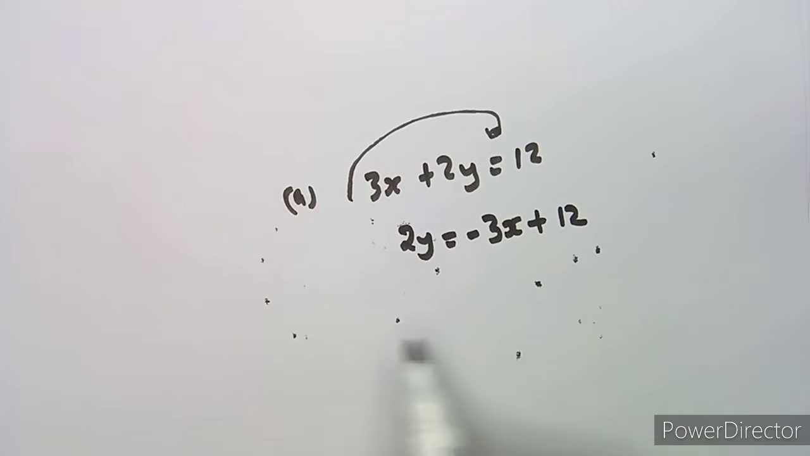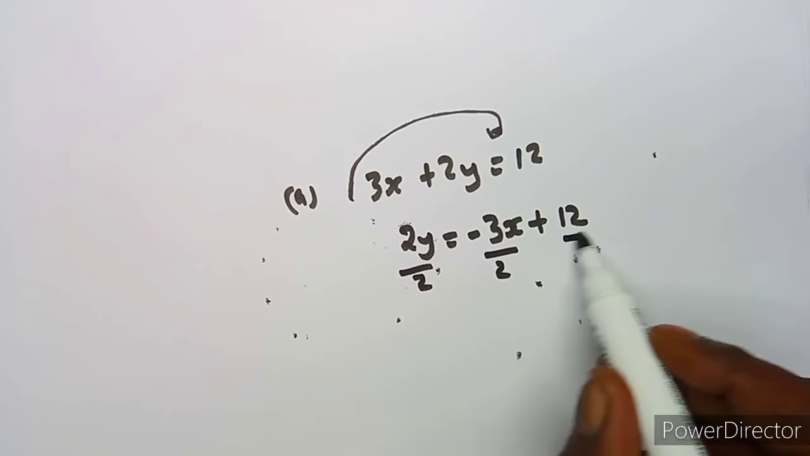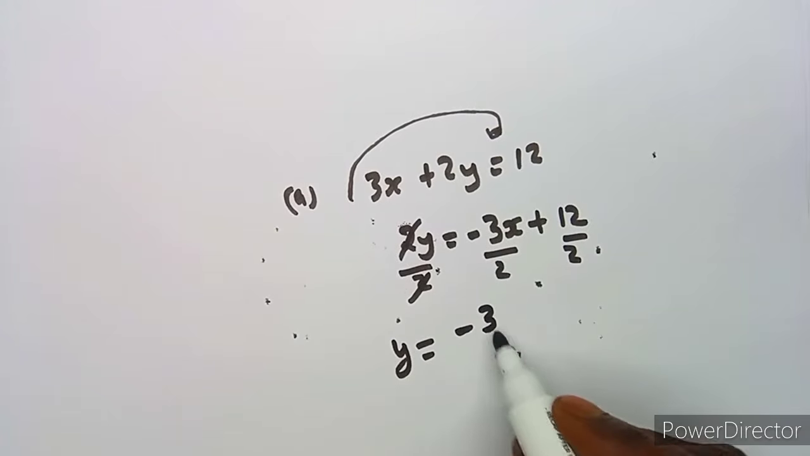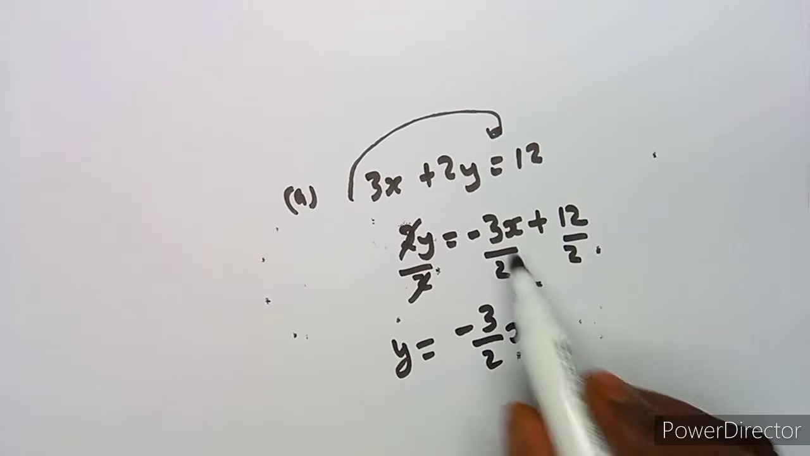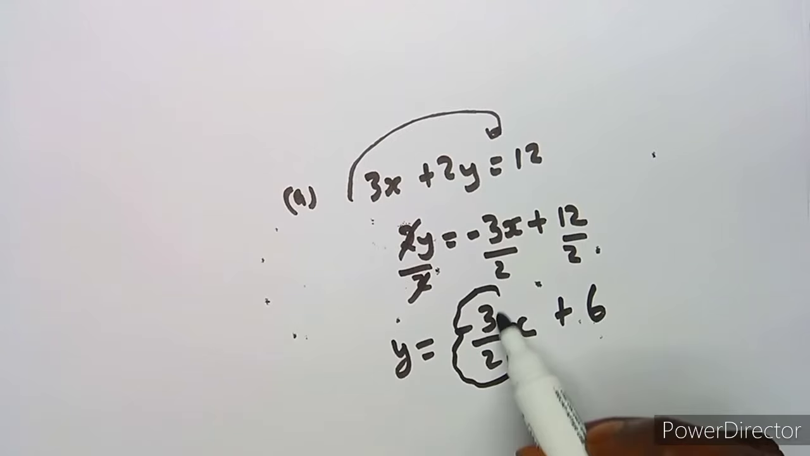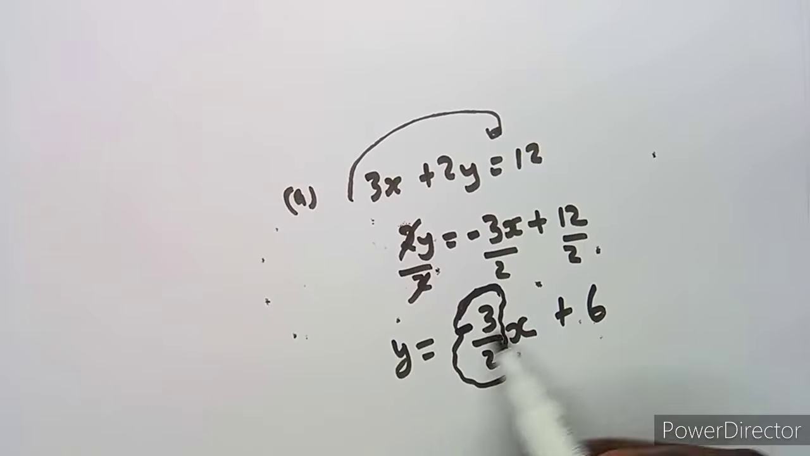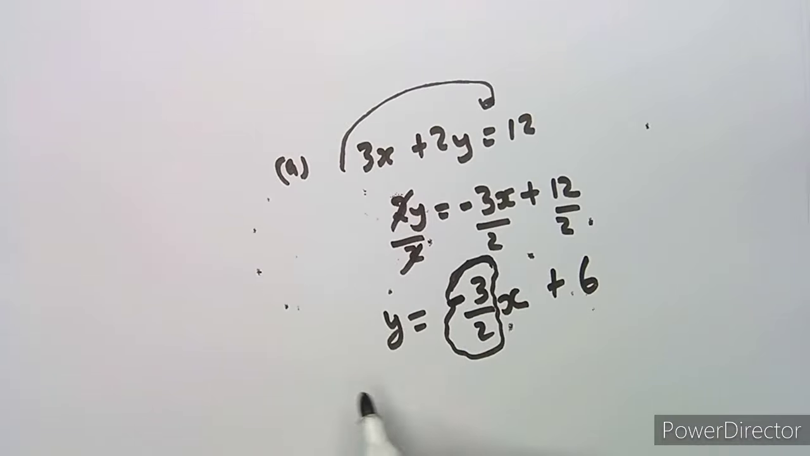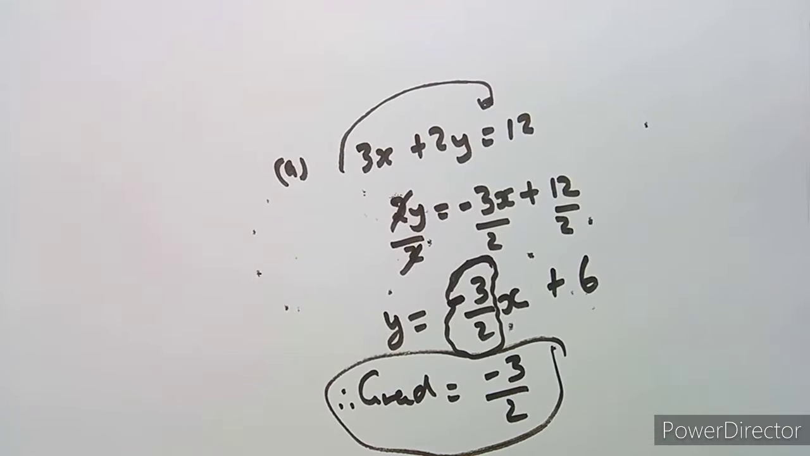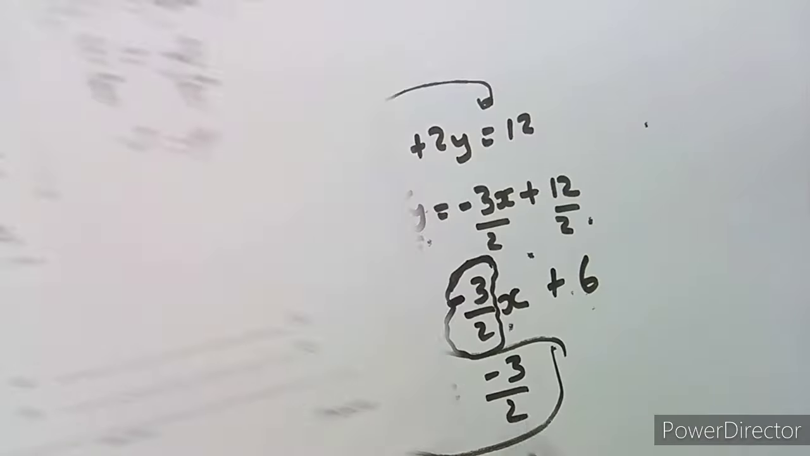So how can I find the value of y? Divide each and every term by 2. So y is equal to minus 3 over 2x, plus 12 divided by 2, which is 6. So as we can see from this value here, our gradient is minus 3 over 2. Therefore, our gradient in this case is negative 3 over 2. So we have to write it where it's supposed to be written. On this space, you just write the answer. If your gradient is minus 3 over 2, you just write minus 3 over 2, you are done.